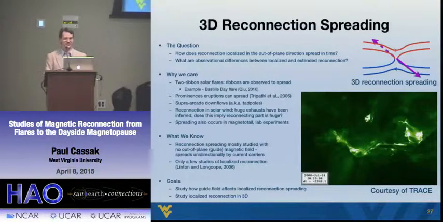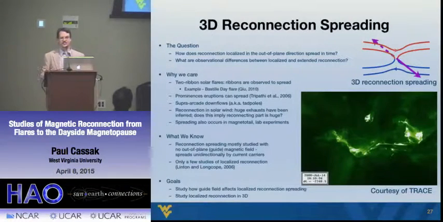So another question we were asking about was, again, the real world's 3D, and so you can't have 2D reconnection forever. It's got to end somewhere. So what happens if reconnection is localized in a little space in 3D? What tends to happen, especially if the current is nice and uniform, is that the part where reconnection is going on will spread in three dimensions. And so we wanted to study that.